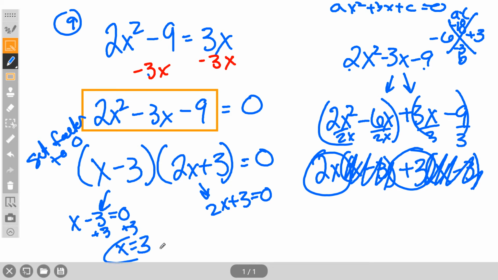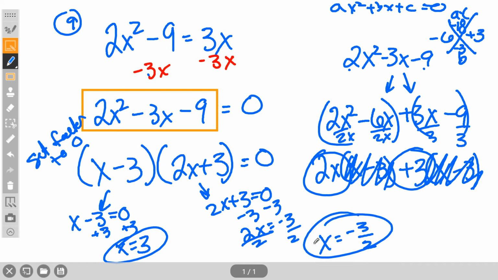So one of my solutions is 3. The other solution, subtract 3, divide by 2. The other solution is -3/2. And those would be my two solutions to the equation for number 9, 2x squared minus 9 equals 3x. Plugging in 3 would give you the same number on both sides, and plugging in -3/2 would give you the same number on both sides.